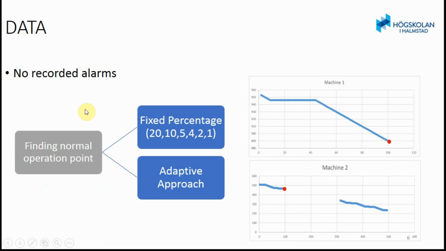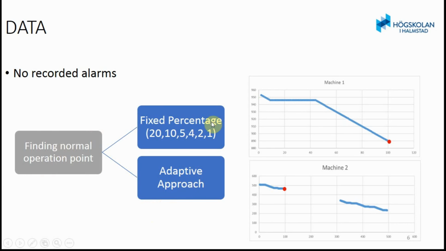Another issue in the data was that we did not have any raw alarm. The company uses threshold-based alarm detection based on the normal operation of the machines. So finding the normal operation point was another challenge for us.